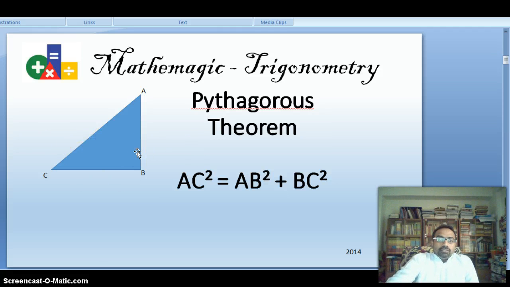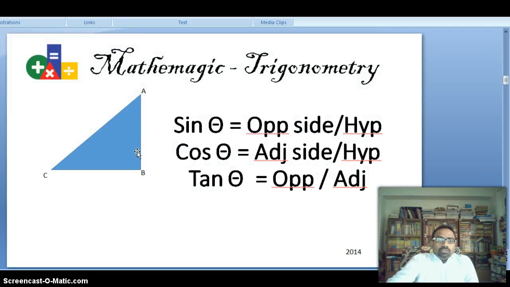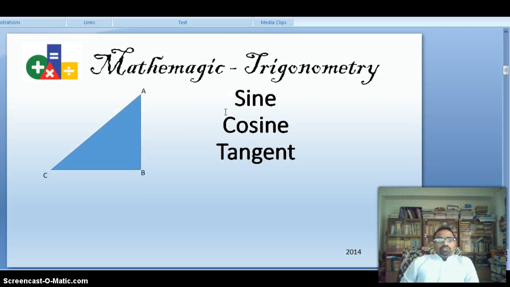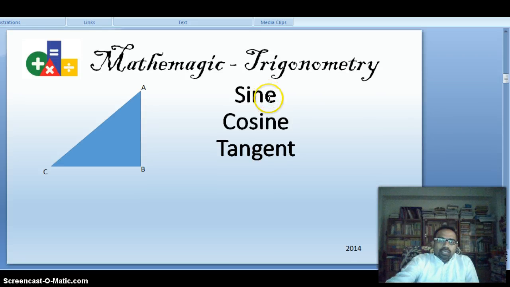So in this right angle triangle, I would like to introduce three terms: the sine of an angle, cosine of an angle, and tangent of an angle. What is the sine of an angle? Suppose I say sine of angle A, what does it refer to? It is nothing but the ratio of the side opposite this angle, which is BC, by the hypotenuse. So opposite side by hypotenuse is the sine of the angle.